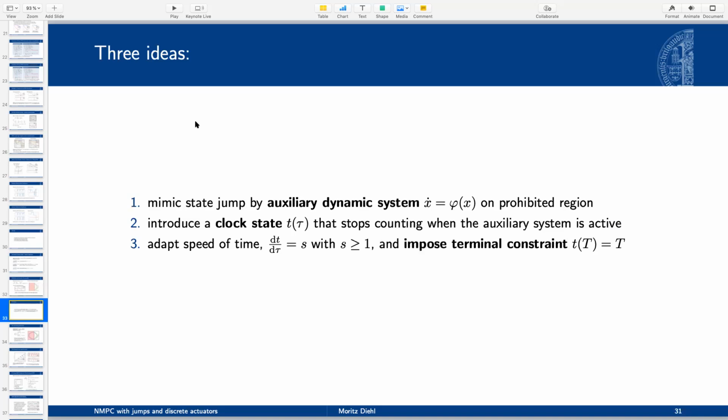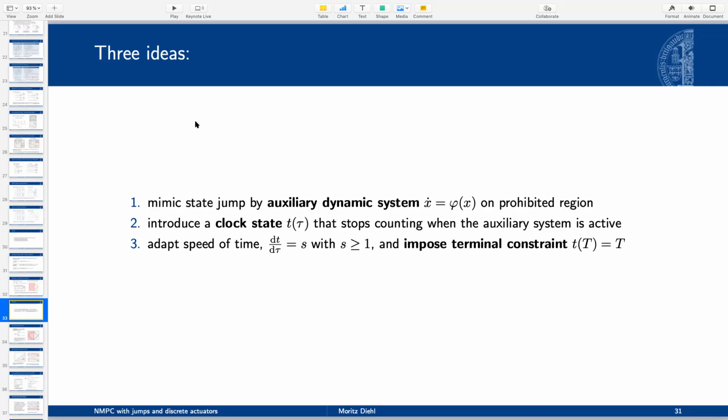So there are three ideas. First, you mimic the state jump by an auxiliary dynamic system on the prohibited region. Second, we introduce from the beginning a clock state into our dynamic system. We call it T of tau, and this state stops counting when the auxiliary system is active. So at the moment that we are in this auxiliary region, we just don't count time.